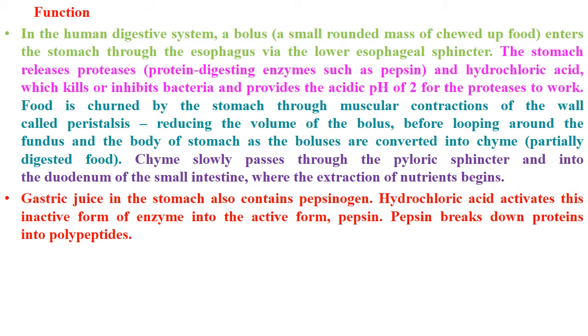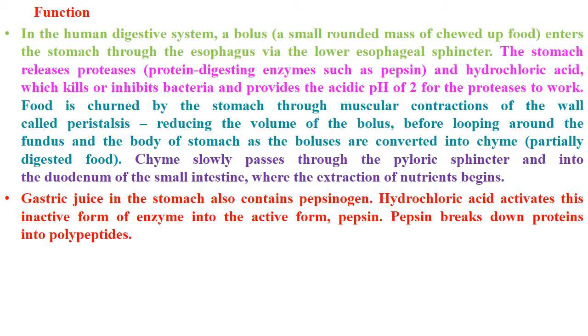Food is churned by the stomach through muscular contractions of the wall called peristalsis, reducing the volume of bolus before looping around the fundus and the body of stomach as the bolus is converted into chyme, partially digested food. Chyme slowly passes through the pyloric sphincter and into the duodenum of the small intestine, where the extraction of nutrients begins. Gastric juice in the stomach also contains pepsinogen.